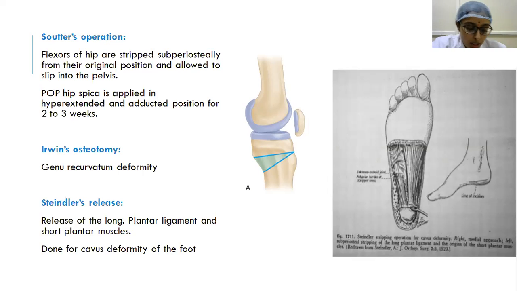So I'll tell quickly. Grade 0, there will be no contraction, and grade 1, there will be a flicker of contraction, and grade 2, with gravity eliminated, there will be movement, and then grade 3, there will be movement against gravity. Grade 4, normal movement against gravity and resistance will be there, and grade 5 is full power. So this is the MRC grading. Based on this, the muscle power is calculated.